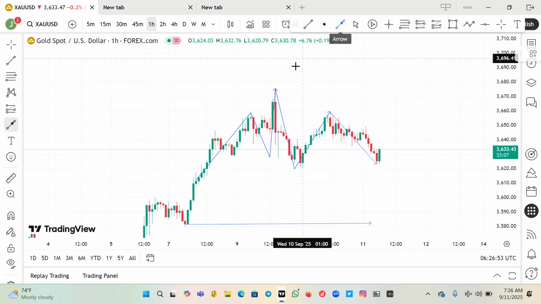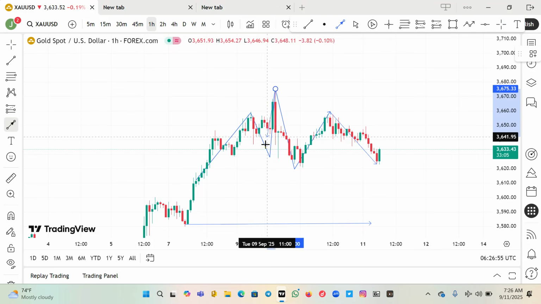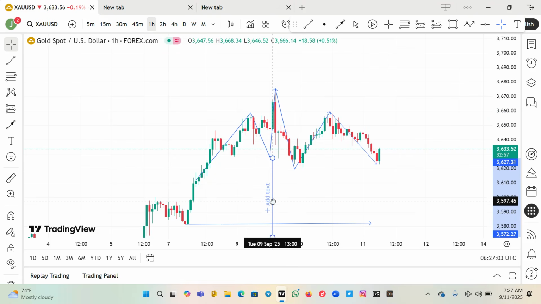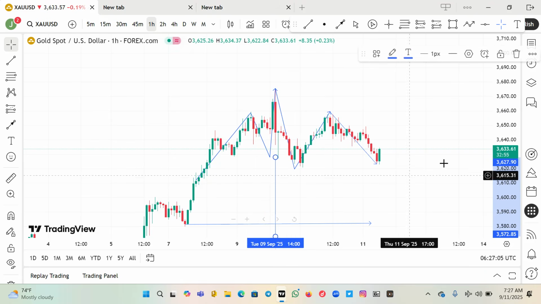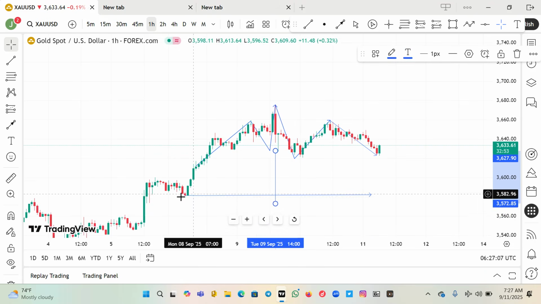Let's measure this here to the neckline here. Make sure it is straight. Now after measuring to the neckline, let's move that from the neckline. Are you seeing that automatically it got to the next zone below? So my TP will be here.